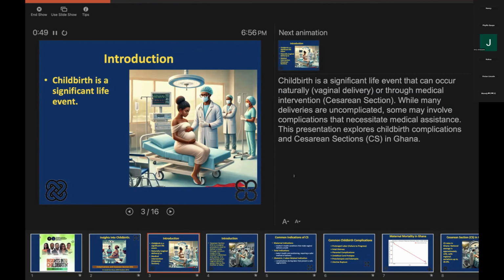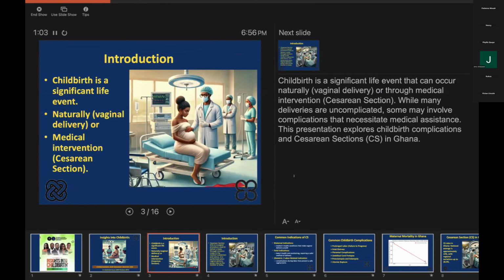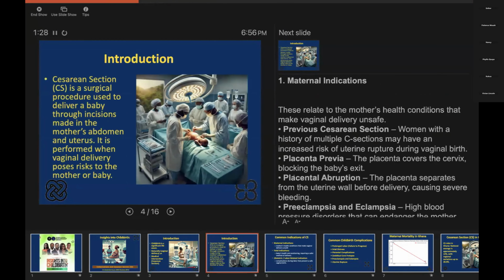But we know that a lot of deliveries will be uncomplicated, meaning that they can go through the normal vaginal route. There are certain instances where the pregnant woman will need a cesarean section or medical intervention for a safe delivery of a healthy baby and a healthy mother. So cesarean section is a necessity. We should get that from the beginning, not to satisfy the clinician or the medical professionals' desires or any other thing. It's a necessity to deliver a safe mother and a safe baby.